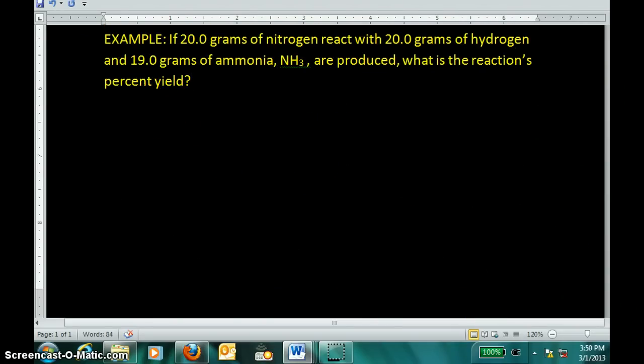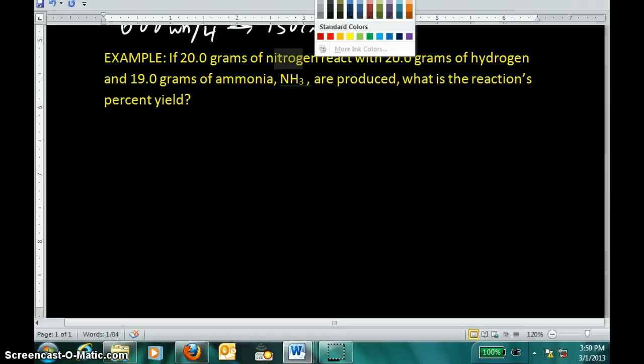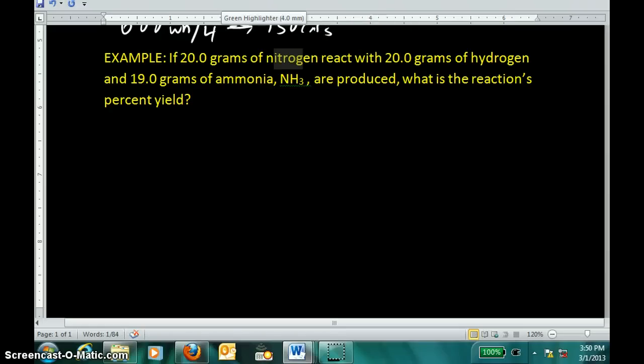As a second example, let's consider this problem. If 20 grams of nitrogen are reacted with 20 grams of hydrogen, and 19 grams of ammonia are produced, now because I say they are produced, that is in fact the actual yield. And we want to know what the reaction's yield is. Well, again, what is a yield? It's the amount of product you actually get relative to the amount you should have gotten based on your limiting reagent, the theoretical amount.